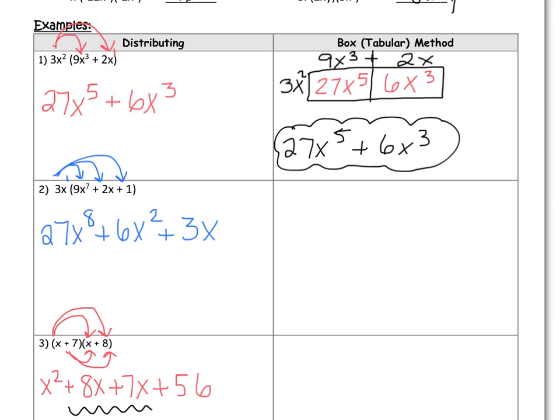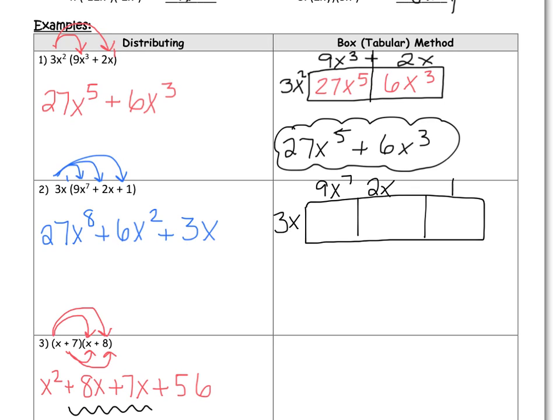I personally think when you're just doing the distributive property, distributing like this makes more sense than doing a box method. I can set you up for the box method here for this one. You'd put the 3x here, and you're going to break this up into 3 sections. 9x to the 7th goes here, 2x, and 1. And now your goal is 3x times 9x to the 7th, 3x times 2x, 3x times 1. So 3x times 9x to the 7th is 27x to the 8th.